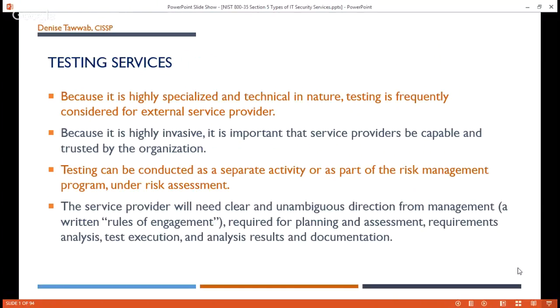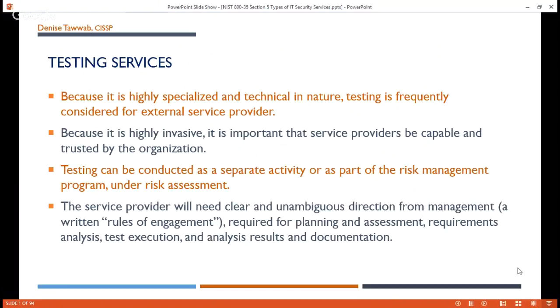Testing can be conducted as a separate activity or as part of the risk management program under risk assessment. The service provider will need clear and unambiguous direction from management, and that means written rules of engagement. If you hire somebody to do a pen test or to do testing on your system, you want to have a contract with them that gives them permission to do the things that you're hiring them to do, and that spells it out. Pen testers call it a get out of jail free card.